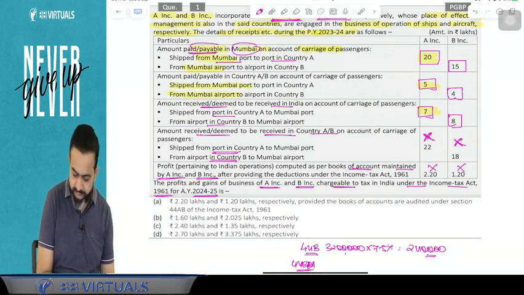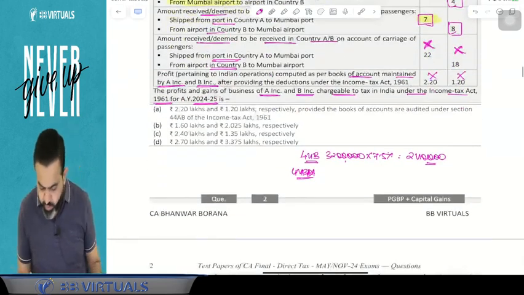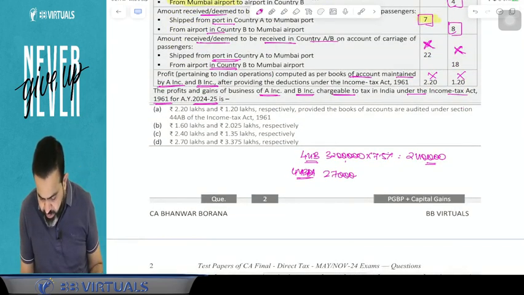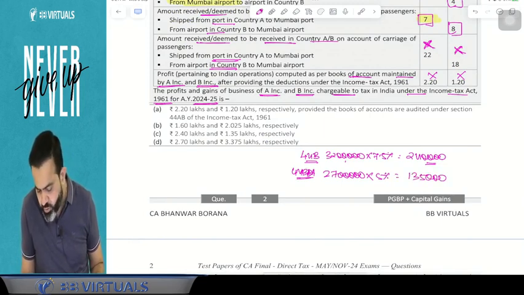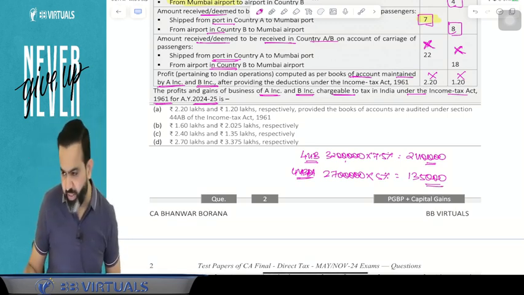It comes to 27 multiplied by 5%. It comes to 1,35,000. So 1,35,000 is the PGBP income.